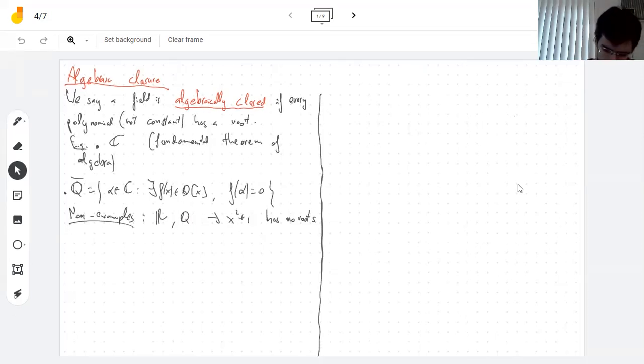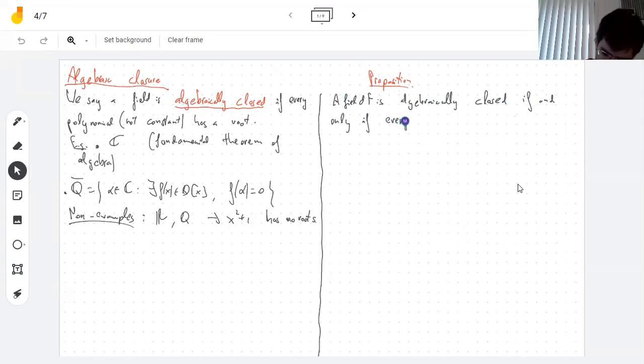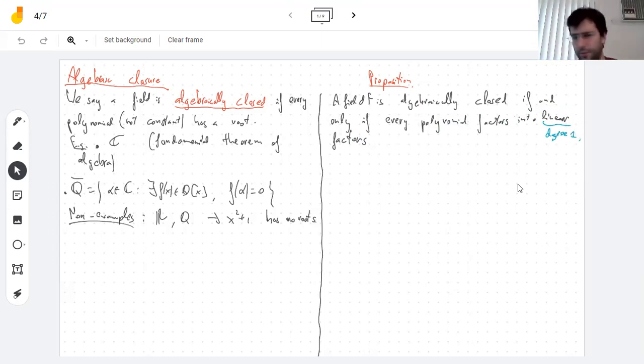is this very, very easy proposition. A field F is algebraically closed if and only if every polynomial factors into linear factors, into degree, so linear means degree one. I guess that's true of a constant as well. I would say a constant is a multiple of zero many linear factors.